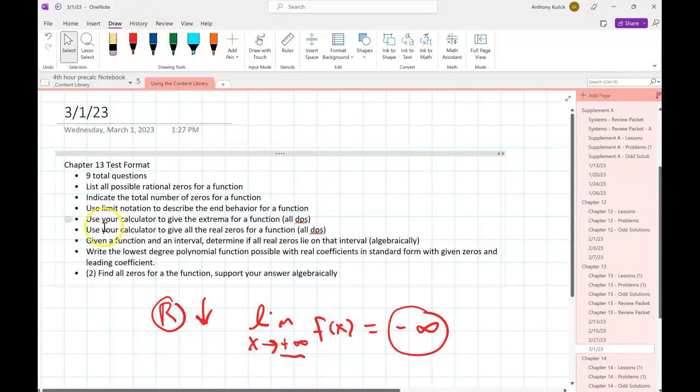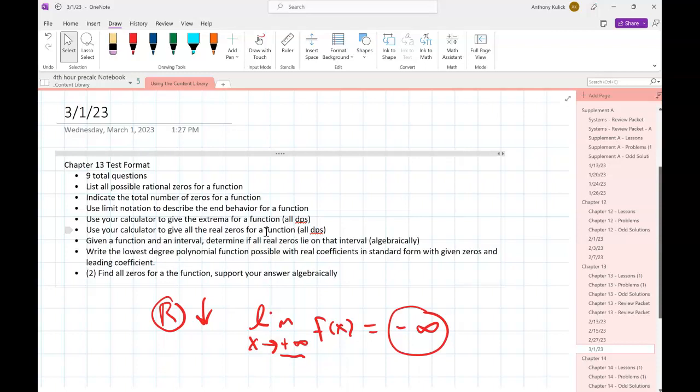You'll need to be able to use your calculator to find the extrema for a function. You remember how to do that? Just graph it and use the second trace max and min commands, right? Not a big deal. You'll have to be able to use your calculator to give all the real zeros for a function. How do you do that? Graph it on your calculator. You do second trace and use the zero command.